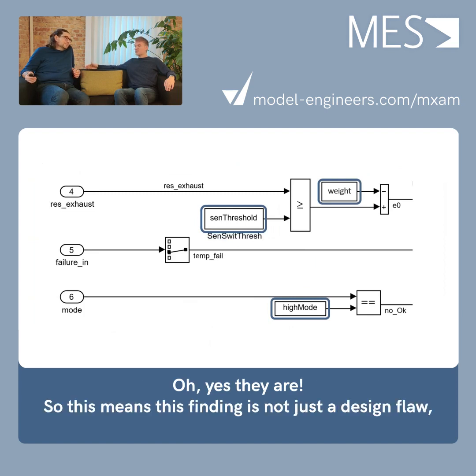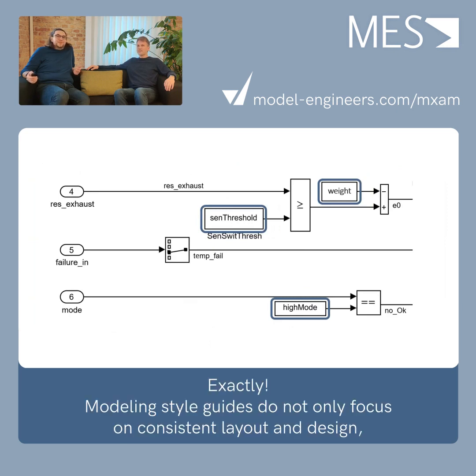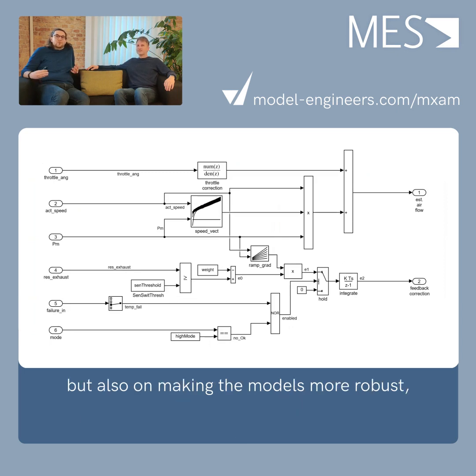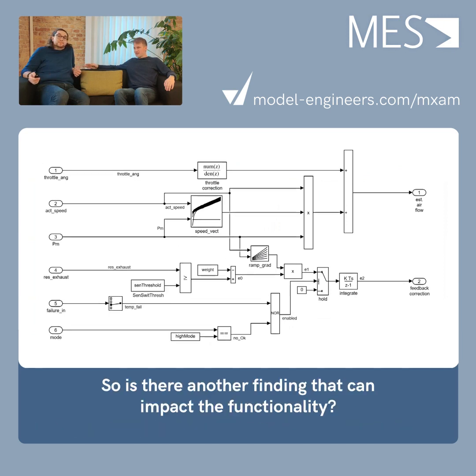Oh yes, they are. So this means this finding is not just a design flaw, it could be the root cause for a functional problem. Yeah, exactly. So modeling style guides do not only focus on consistent layout and design, but also on making the models more robust, avoiding error-prone modeling, and improving the testability and the generated code. So is there another finding that can impact the functionality?